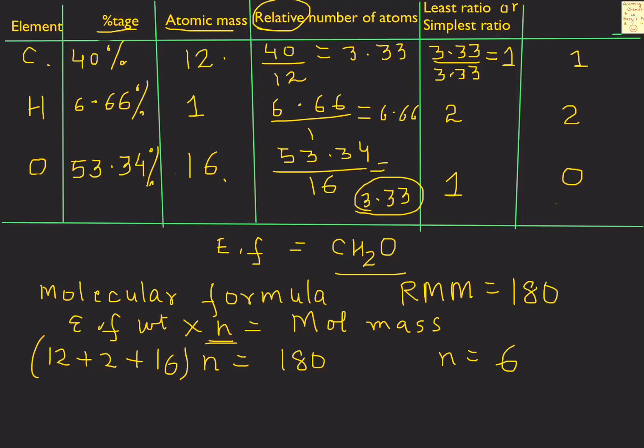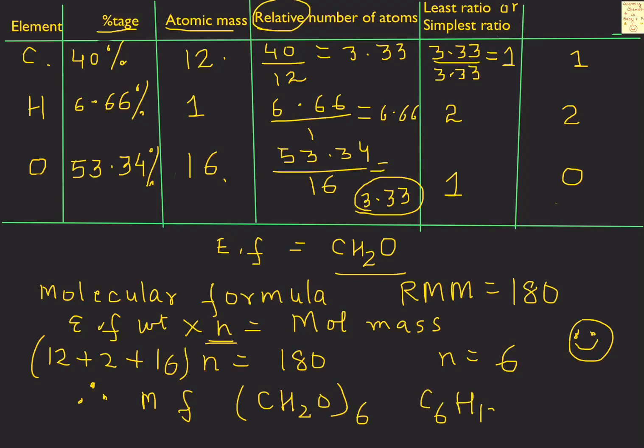Have you got this right? Very good. So we get the first smiley of today. Therefore, what will be our molecular formula? Very good. (CH2O) multiplied by 6. So C6H12O6 is our compound. Have you understood it in the first place?